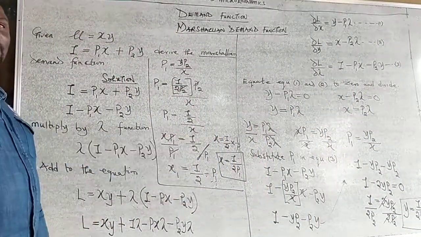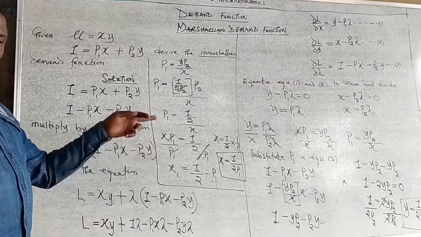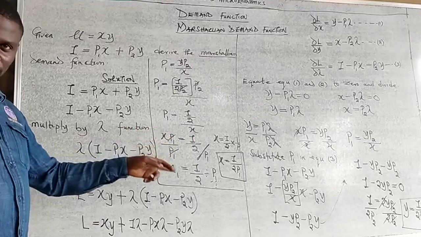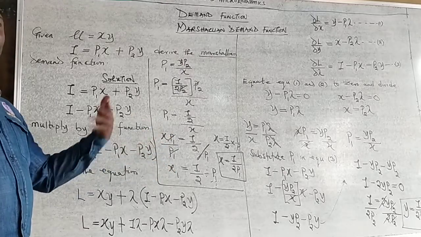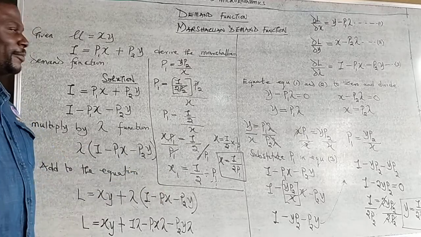The values of x and y that I got are the what? Marshallian demand functions. That's how to prove it. It used to come out. In fact, I can show you in the past questions, so that you won't say they asked us and we didn't know how.